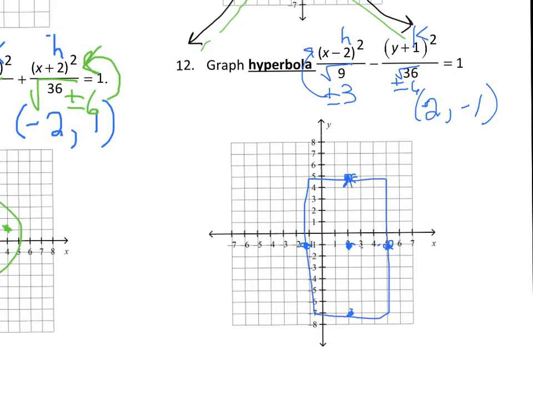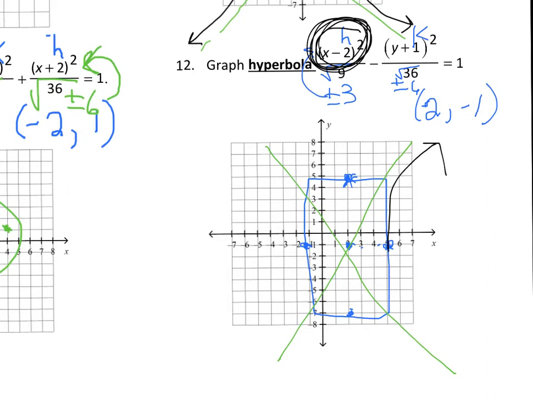and draw the asymptotes. And now we just have to figure out which way it goes. Whichever letter's first. The x is first. So it's going to be horizontal through the vertex on each side, not crossing those asymptotes, kind of like that.